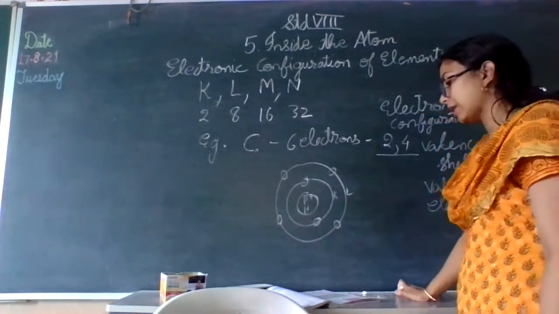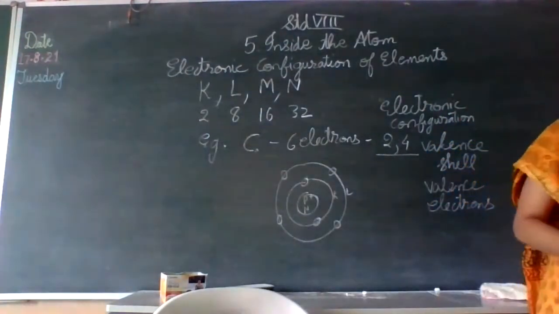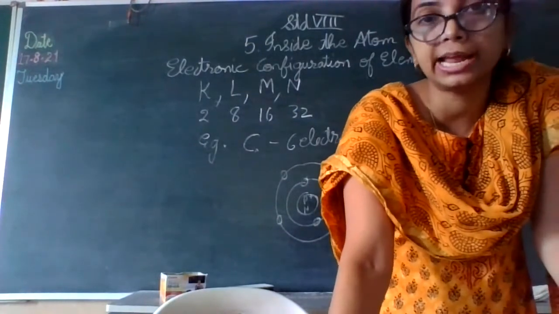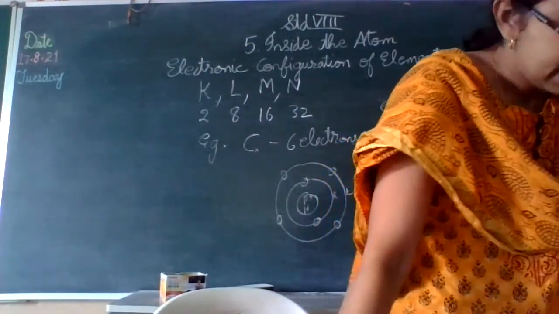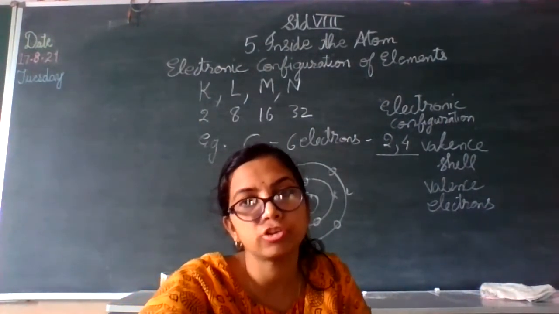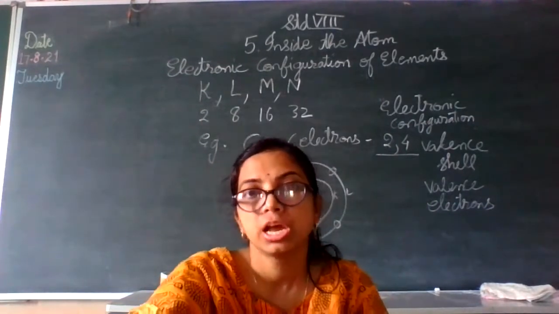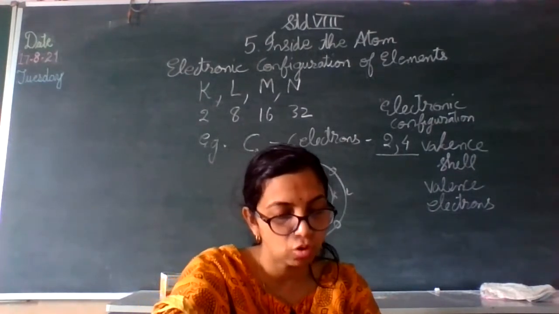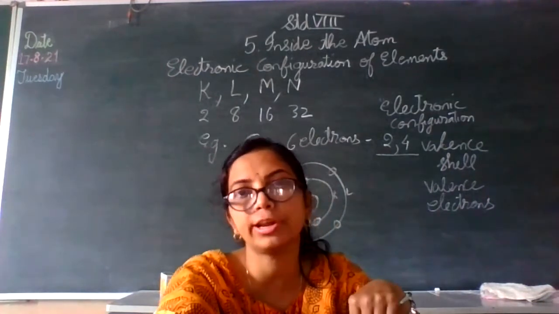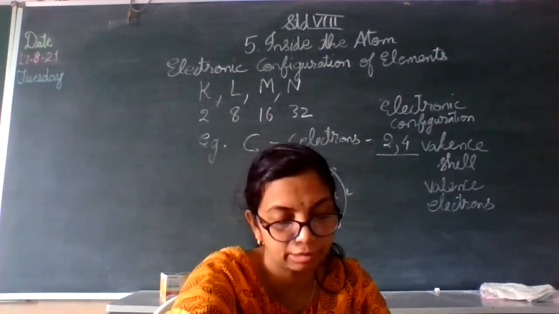Now, it can be seen that the valency of an atom is directly related to the number of valence electrons in that atom. For the carbon atom, the valence shell has only 4 electrons and the valency therefore will be 4. It can share or accept 4, it can give 4 electrons. Therefore, the valency of carbon will be that much.